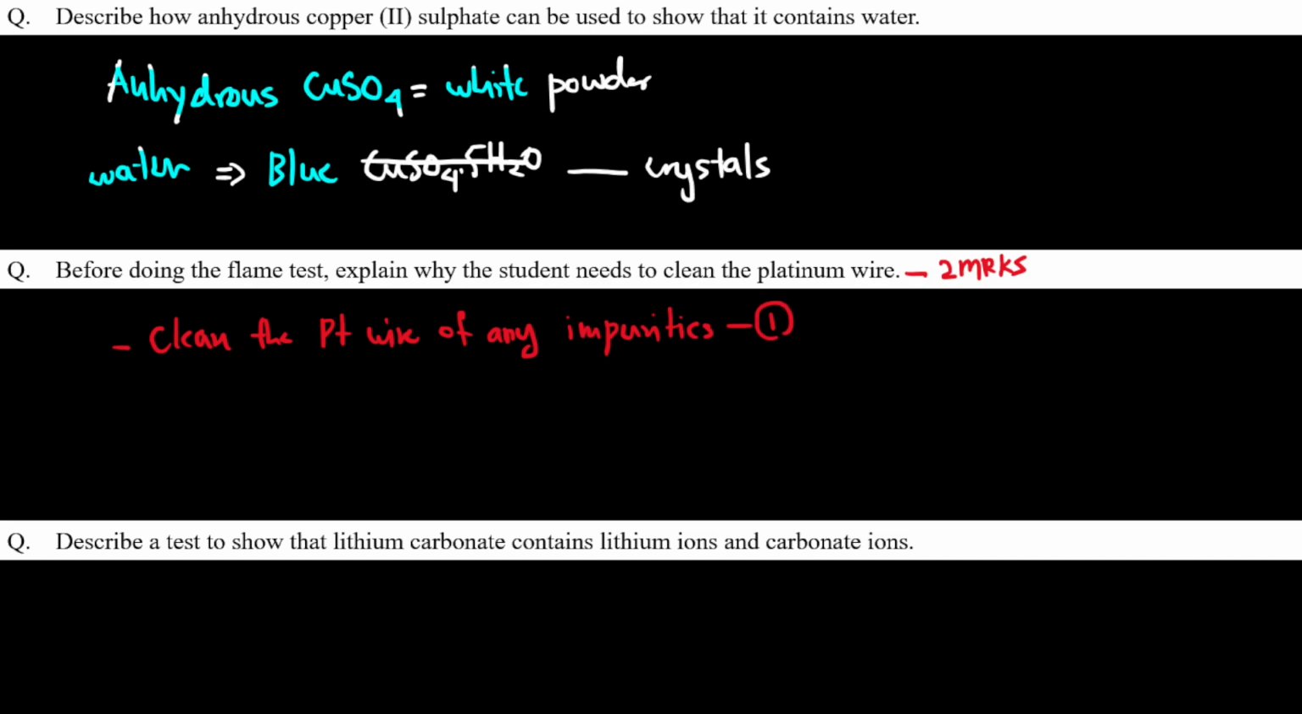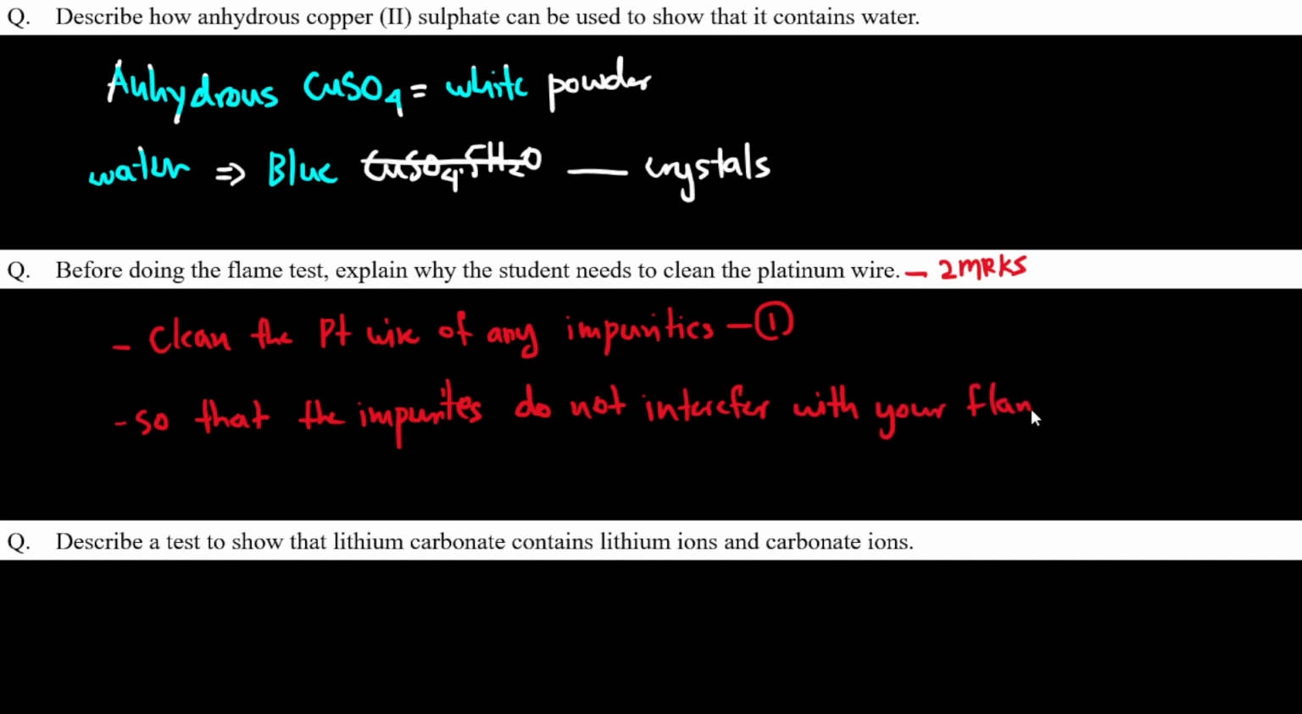Now the impurities, if you don't clean it, the impurities will interfere with your flame color. Alright, so these are all very simple explanation. If you go to the lesson videos, you'll be able to answer them.